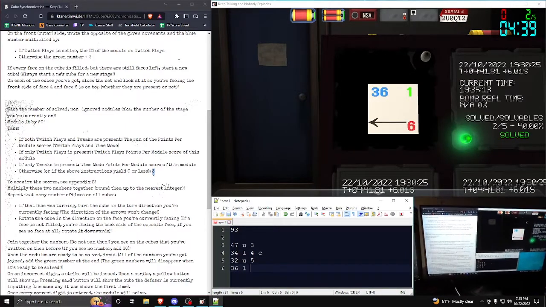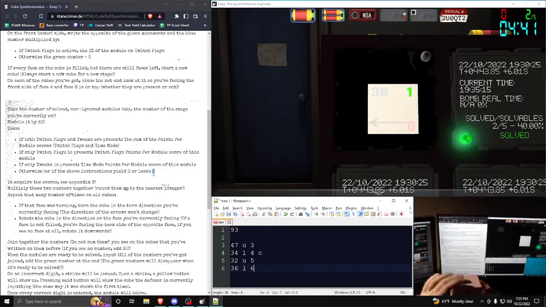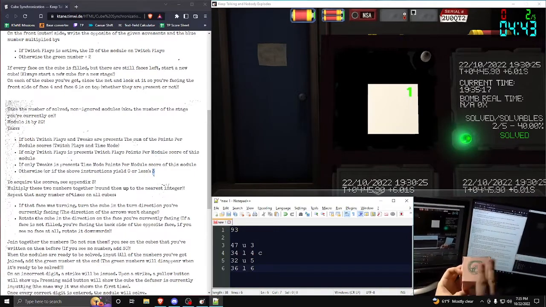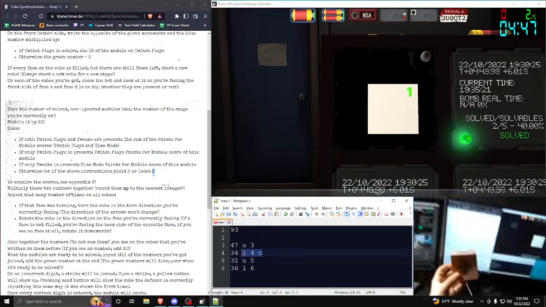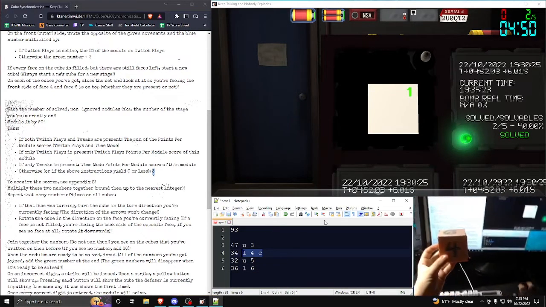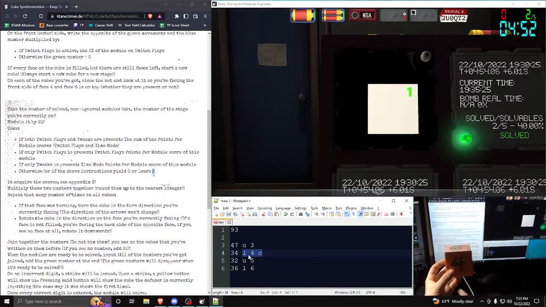And 36 left and 6. So, let's start again. We're always going to start with 4 in the front and 6 up top. So, face 4. Because we're looking at the outside, and this is what's written on the inside right here, we're going to do the opposite of what we have.